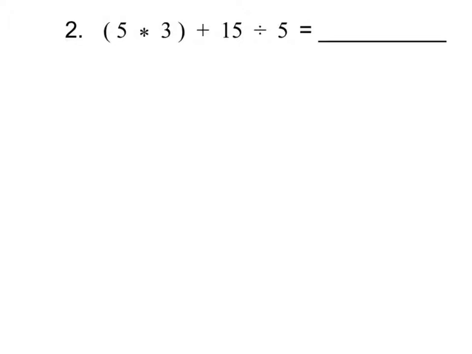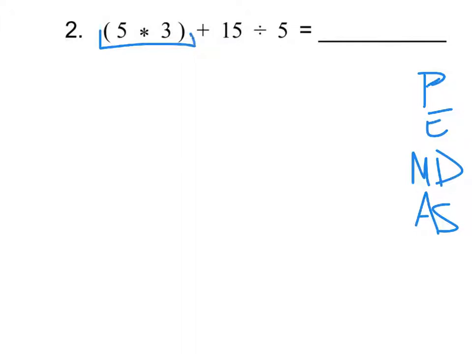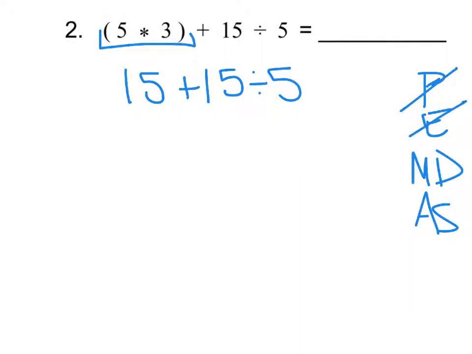The second problem is parentheses 5 times 3 plus 15 divided by 5. Once again, if it helps you, write your P-E-M-D-A-S off to the side and go ahead and do your checklist. I'm going to look for parentheses first. I see that I have 5 times 3. 5 times 3 is 15, and I'm going to rewrite what I have left over. I have no more parentheses. Do I have any exponents? No, I do not. Cross that off.